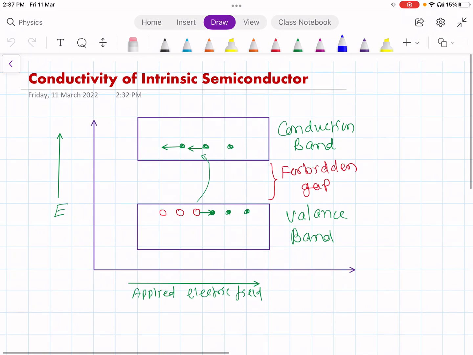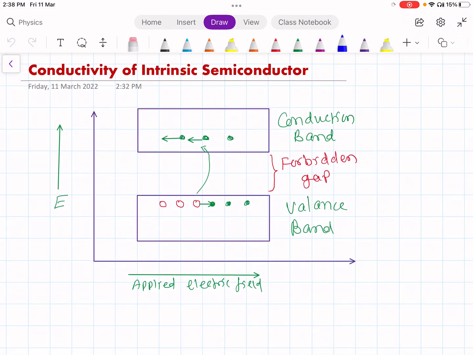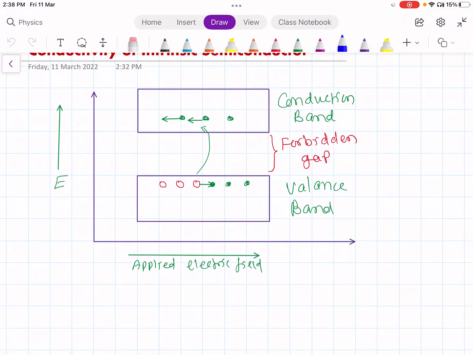Conductivity of intrinsic semiconductor. What you see is the band structure of a semiconductor. There is a conduction band, a valence band, and in between there is a forbidden energy gap. When electrons move from the valence band to the conduction band, they leave behind a vacancy. That vacancy we call a hole. So there are electrons in the conduction band and holes in the valence band. Therefore, current in a semiconductor is due to holes and electrons.